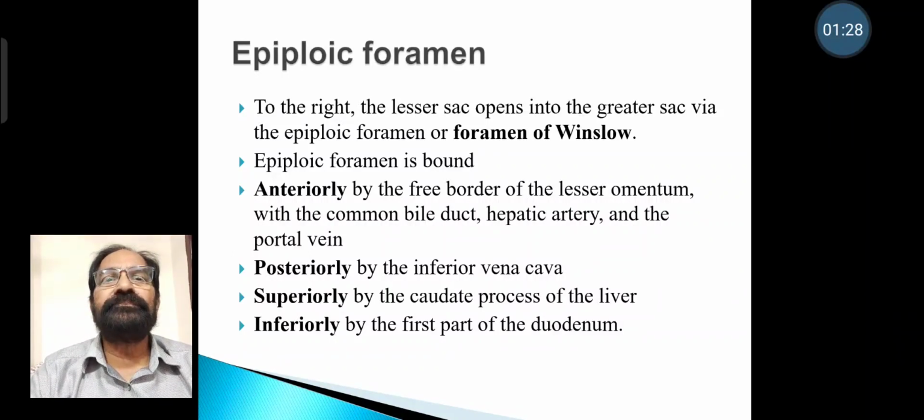Epiploic foramen. To the right, the lesser sac opens into greater sac via epiploic foramen or foramen of Winslow. Epiploic foramen is bounded anteriorly by the free border of lesser omentum with common bile duct, hepatic artery, and portal vein. Posteriorly, it is bounded by inferior vena cava, superiorly by the caudate process of liver, and inferiorly by the first part of duodenum.